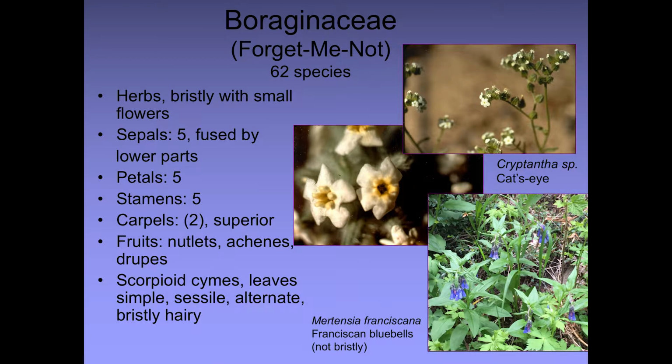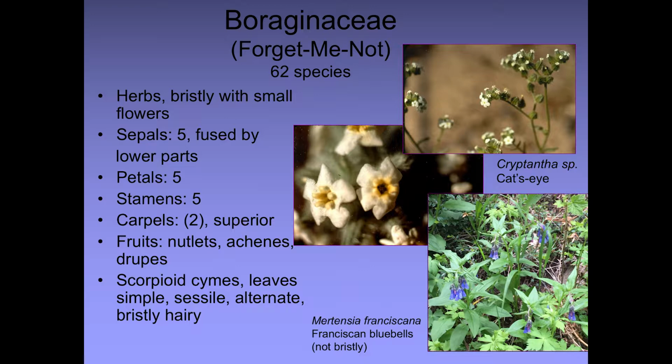The Boraginaceae, the forget-me-not family, or borage. They're often bristly with small flowers. And I did pick one today that I believe is a cryptantha, one of these cat's eyes, that was starting up in the dirt part of my yard. Sepals, 5, they're often fused in the lower part. Petals and stamens, also 5.